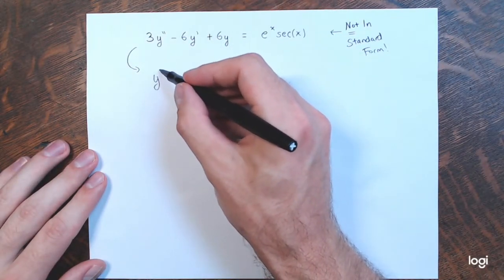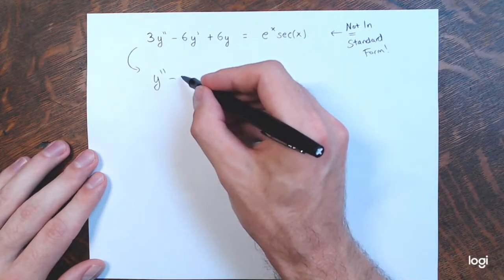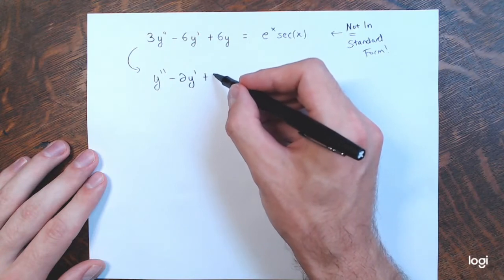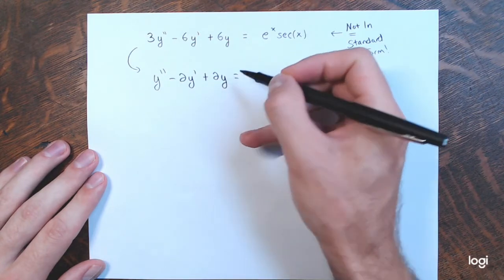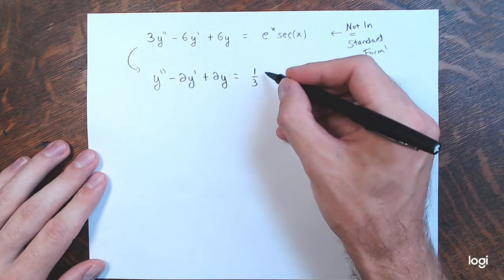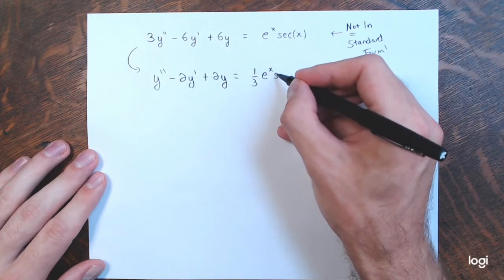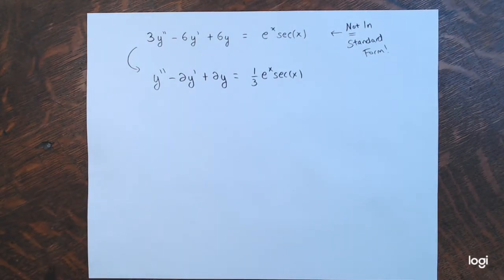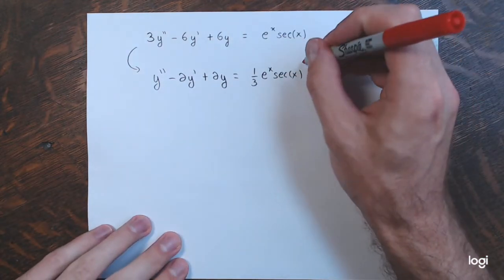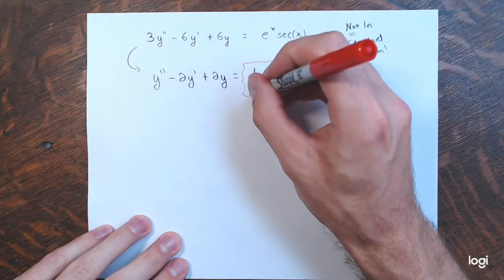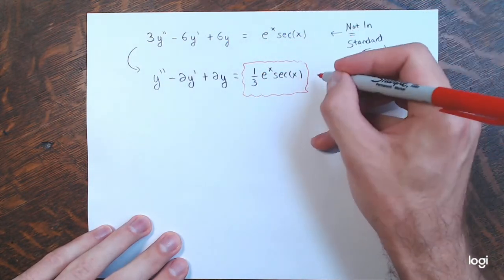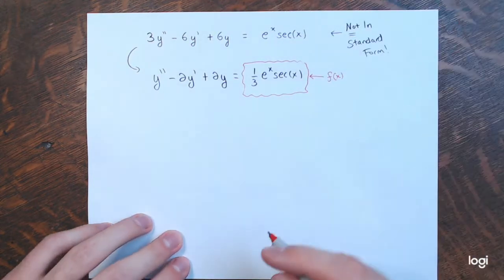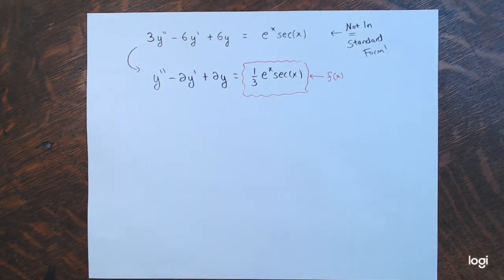We have y double prime minus 2y prime plus 2y equals 1/3 e to the x secant x. Alright, so now it is in standard form. And so this expression over here, the 1/3 e to the x secant x, I'm going to consider this the f of x that I have mentioned in the previous couple of examples, right?